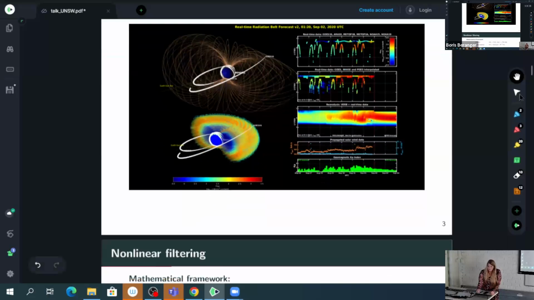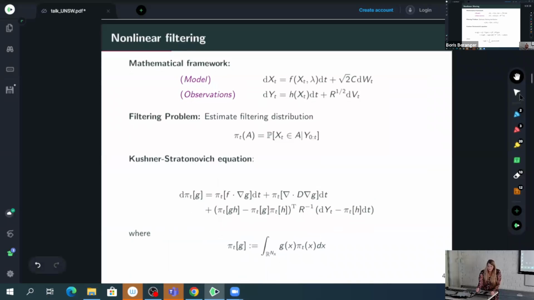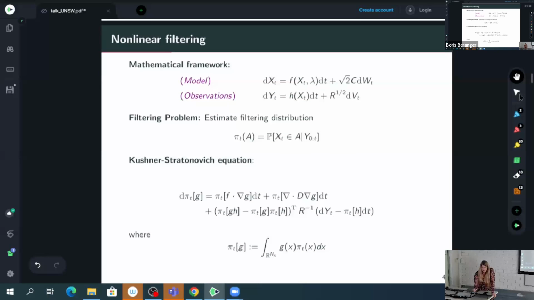So let's get down to the math. As I said, we have a model and some observations. And what we typically, so I'm going to try to use a system. I'm a little bit afraid to break everything. I hope you can see it. So we have this model and we have the observation. And the model here, I'm assuming, is going to be an SDE, and so are the observations.